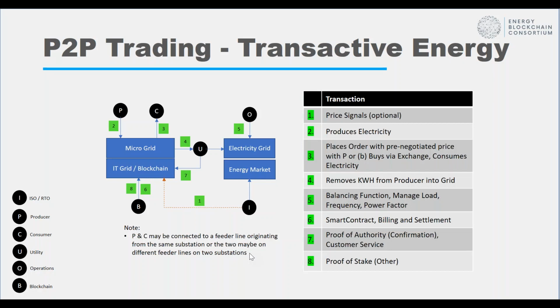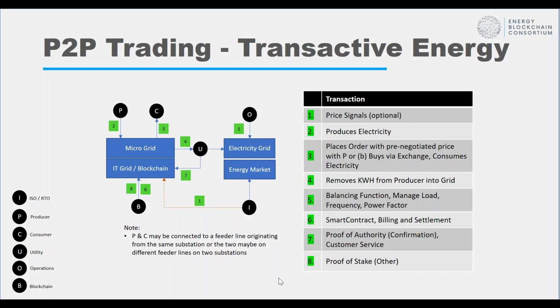For today's purposes, there is a balancing of power, which is number 4, through the ISO and somewhere with the utility. And then number 5, there's some balancing which is occurring from the operation side, managing load, frequency, and power factor. And then number 6 is the actual smart contract, which is keeping track of the consumption of power based upon my previous slide. In this peer-to-peer transaction, the smart contract keeps track of the consumption and usage, and also does the billing and the settlement.